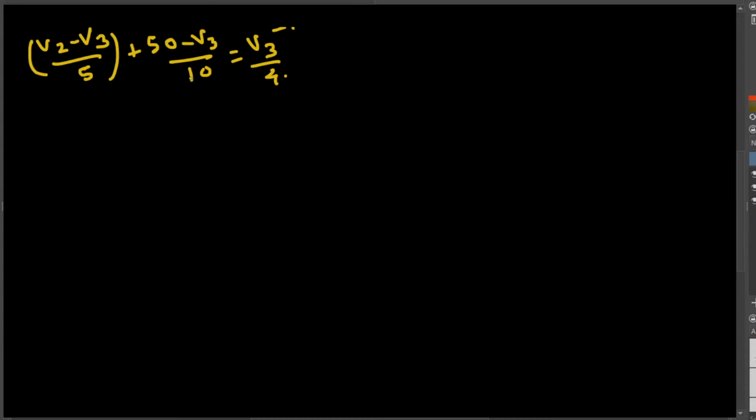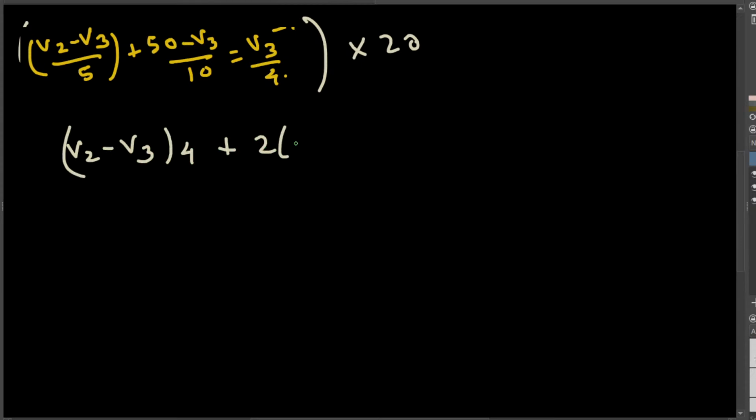Here I am seeing 20, because 20 is also divisible by 4, by 10, and by 5. So if I multiply the whole equation by 20, this is going to become V2 minus V3 times 4, and then this one becomes 2 times 50 minus V3, and that's equivalent to 5V3.